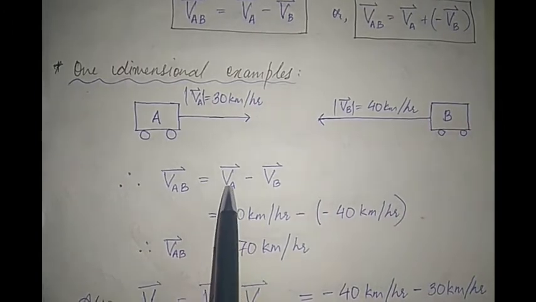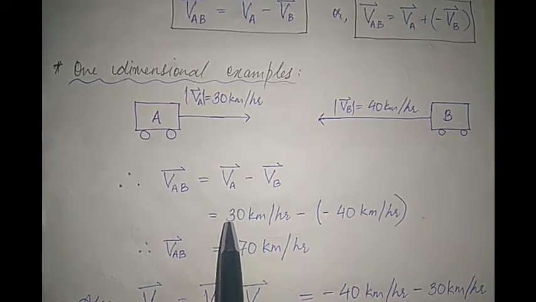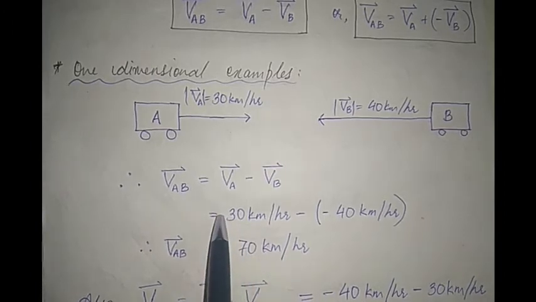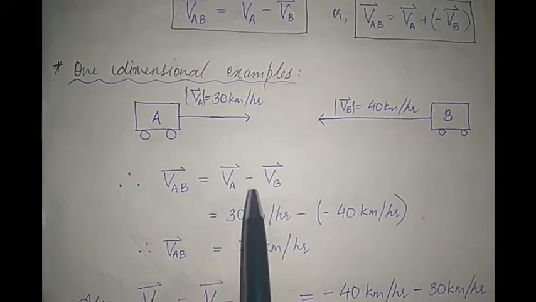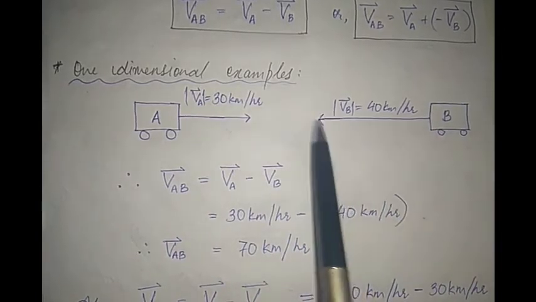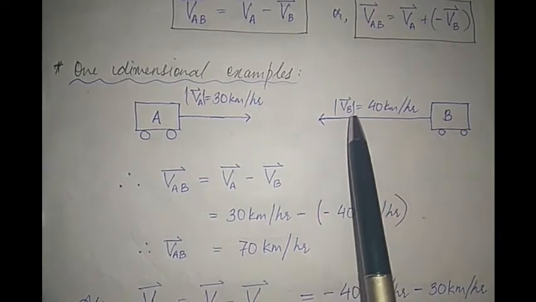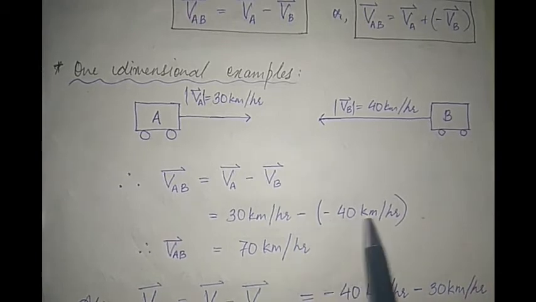So VA is taken to be positive 30 kilometers per hour. The moment we write positive 30 kilometers per hour, remember we are incorporating both the magnitude and direction of velocity, as the plus sign gives us the direction. So this is the minus sign. And since car B is moving in the opposite direction, the velocity of car B is taken to be negative, minus 40 kilometers per hour. So we've incorporated both the magnitude and direction part of the velocity in this equation.